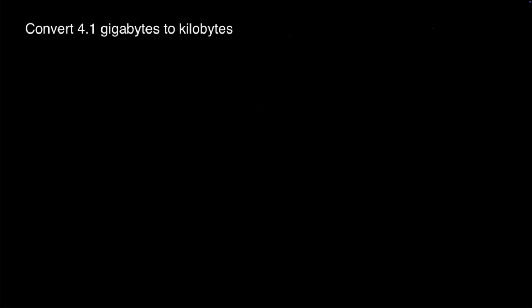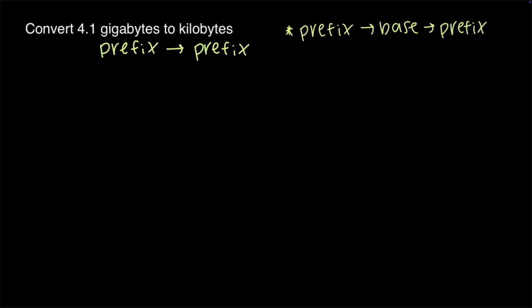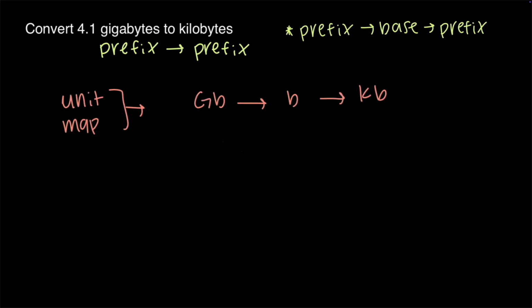For this question, we have to convert 4.1 gigabytes to kilobytes. We are converting between two prefix units that have the same base unit. Gigabytes and kilobytes both have the same base unit, bytes. Our unit map is gigabytes to bytes to kilobytes. The conversion factors are 1 gigabyte is 1 times 10 to the 9th bytes, and 1 kilobyte is 1,000 bytes.